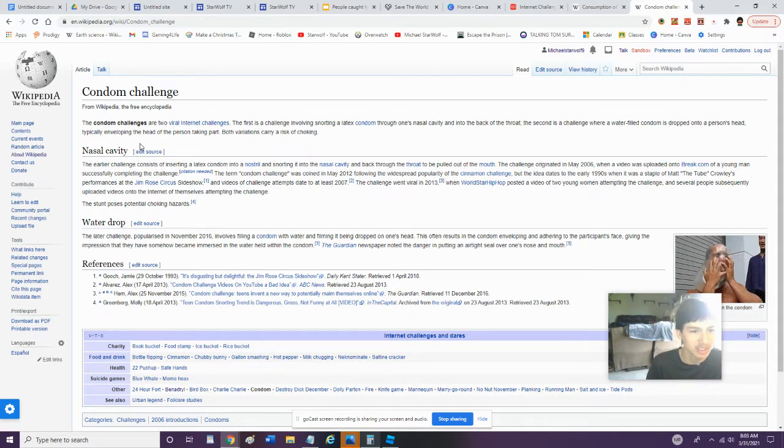Alright, the condom challenges are two viral internet challenges. The first is snorting a latex condom through one's nasal cavity and back into the back of the throat. The second challenge is where a water-filled condom is dropped onto a person's head. Let's look at the nose version. The earlier challenge consists of inserting a latex condom into the nostril and snorting it into the nasal cavity, and back through the throat to be pulled out of the mouth.